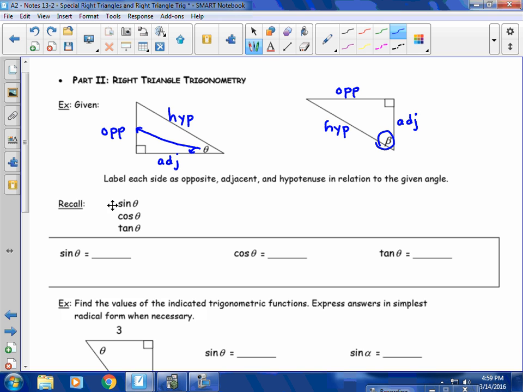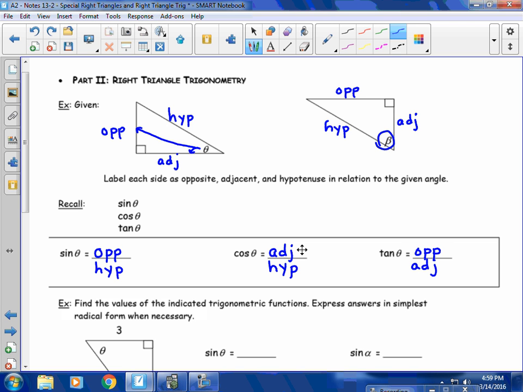Okay, now hopefully you've heard of these three trig functions before. I know you did in 9th grade, or maybe last year. Sine of theta, cosine of theta, tangent of theta. Those all represent ratios of sides of triangles. Sine is opposite over hypotenuse. Cosine is adjacent over hypotenuse. And tangent is opposite over adjacent.